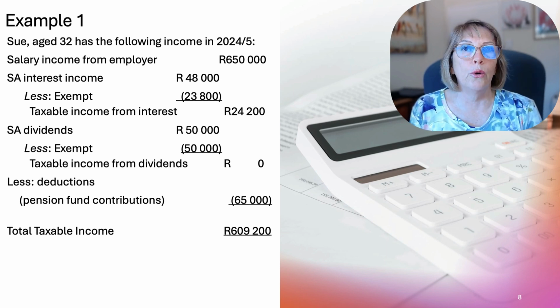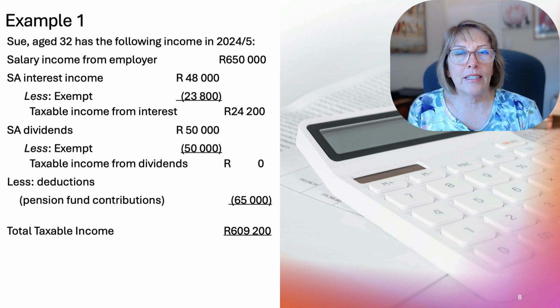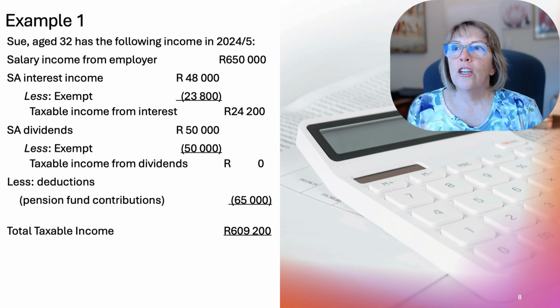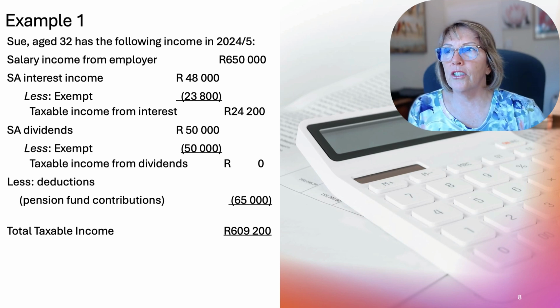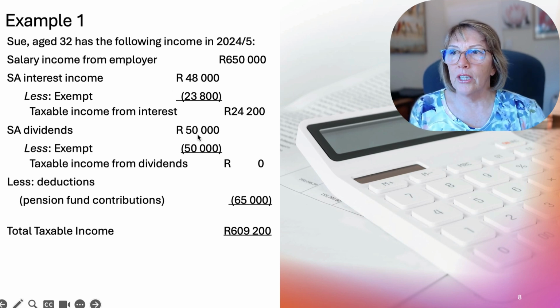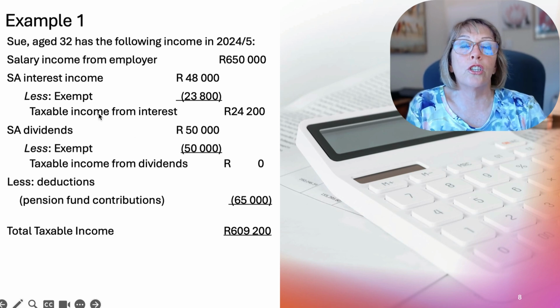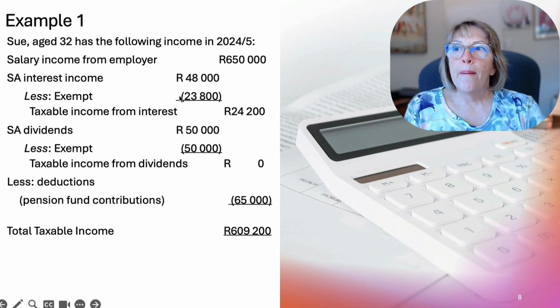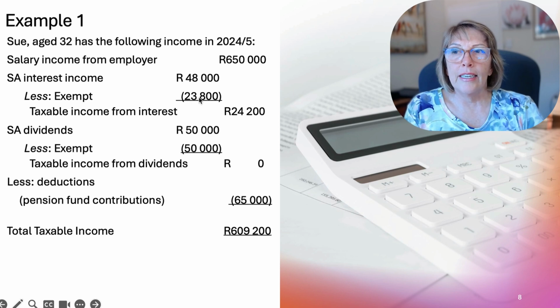Let's take somebody called Sue, fictional person, age 32, and let's assume she has in this current tax year up to the end of February 2025, she's got salary income 650,000, and there she earns interest income and dividends. All right, so that's also other forms of income. So she's got income other than remuneration. But when we look at her taxable income from interest, so because she's under the age of 65, 23,800 is exempt. That's automatic for everybody under the age of 65. You get that interest exemption on your South African interest. And so her taxable income from interest is 24,200.